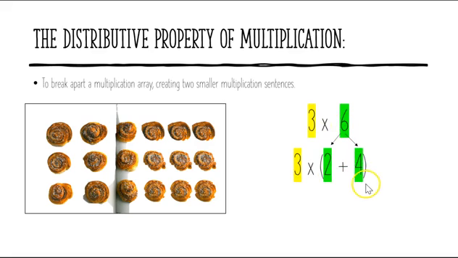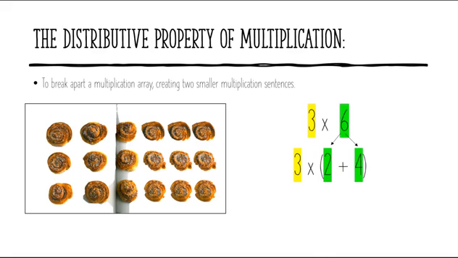Whenever I see a number sentence written this way using parentheses, I must solve the parentheses first before solving anything outside of the parentheses. So I could write 3 times 6 like this, 3 times, and then 2 plus 4 inside the parentheses. So I have to solve that first.